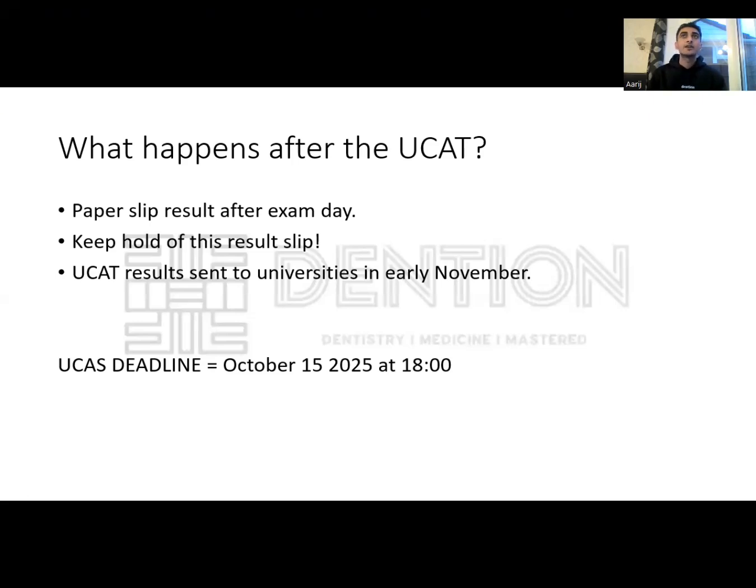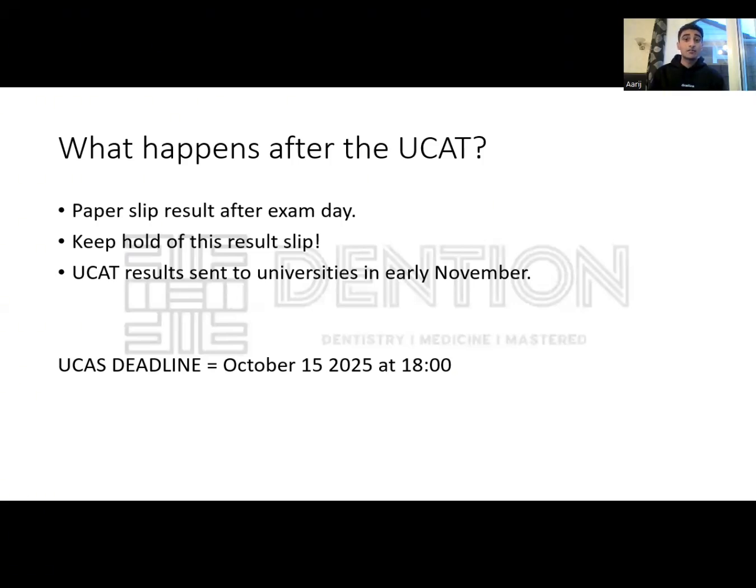After that, you can still put in your fifth choice, whether that be something else related to healthcare, like biomedicine, or pharmacy, which is a normal one that people go for, or even if you want to do something different. But your core 4 has to be in by the 15th of October. But between the time of the UCAT and actually putting in that UCAS application, you have time.